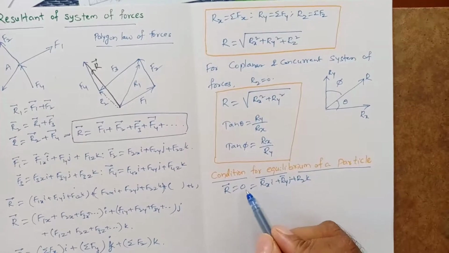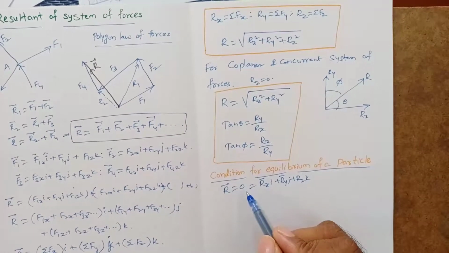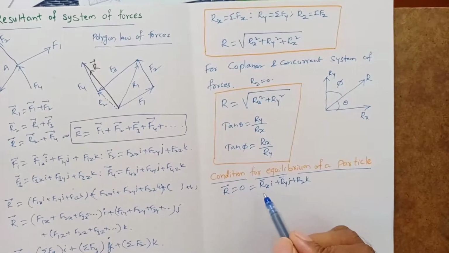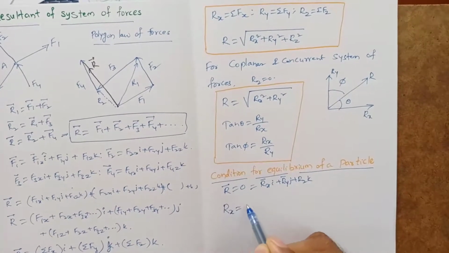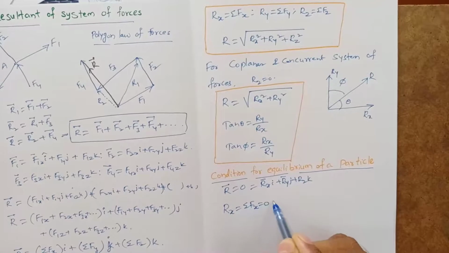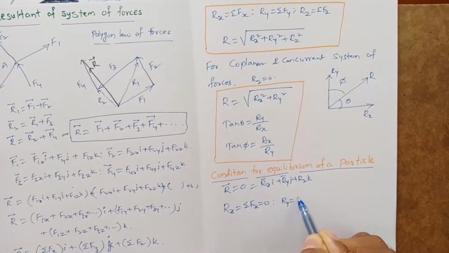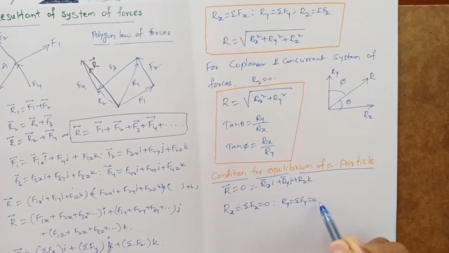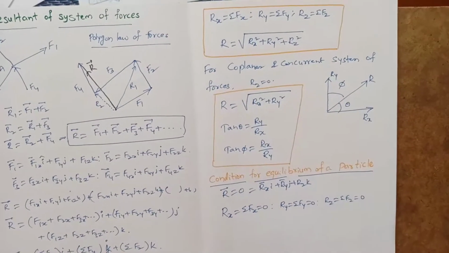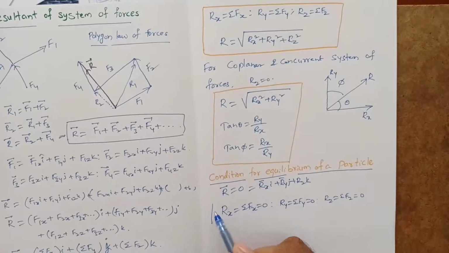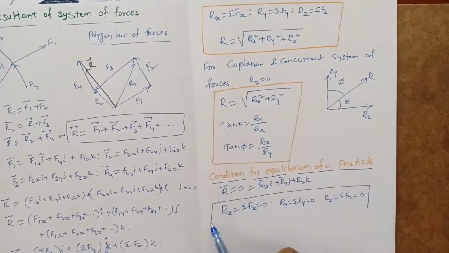You can write this null vector as 0i plus 0j plus 0k. So comparing on both sides, you will get Rx equal to 0. So Rx equal to sigma Fx equal to 0, and Ry equal to sigma Fy equal to 0, and Rz equal to sigma Fz equal to 0. So this is the condition for the equilibrium of a particle.